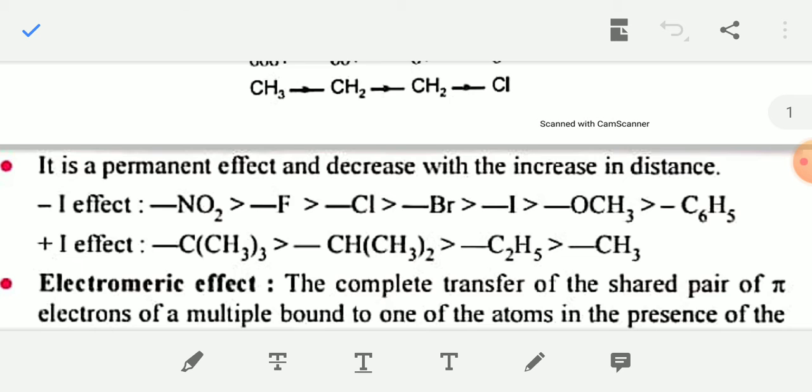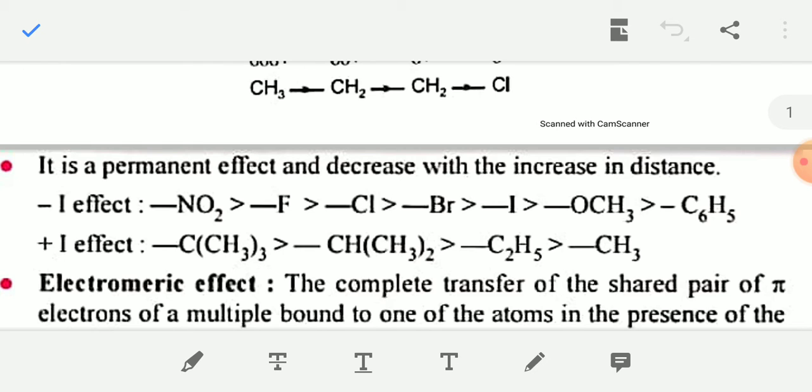So you have to remember the order. NO2 greater than F, greater than Cl, greater than Br, greater than I, greater than OCH3, greater than C6H5. These groups have minus I effect because these are containing electronegative atoms.